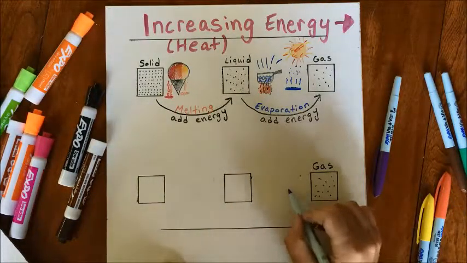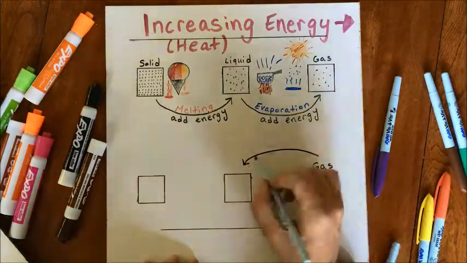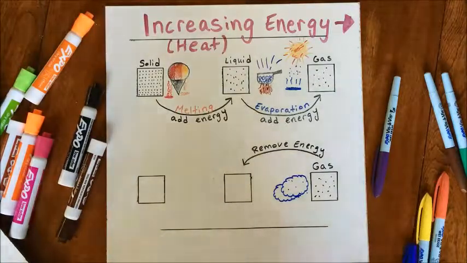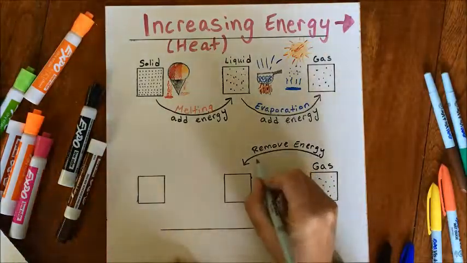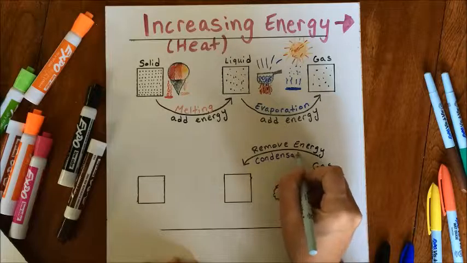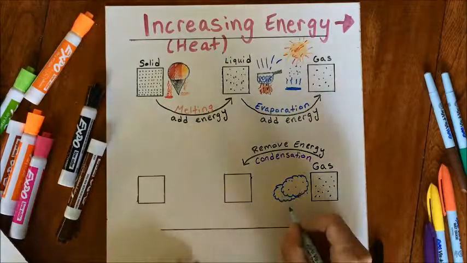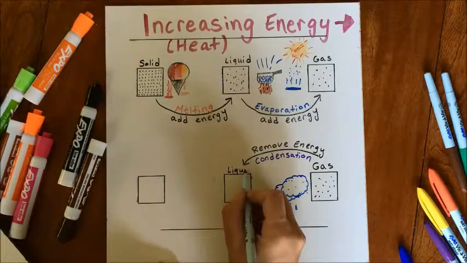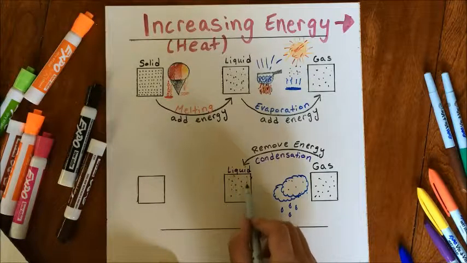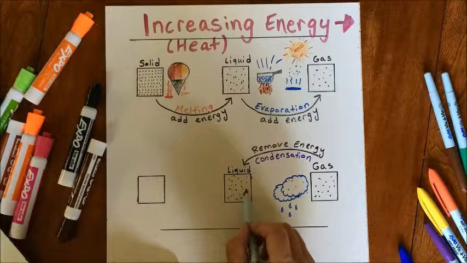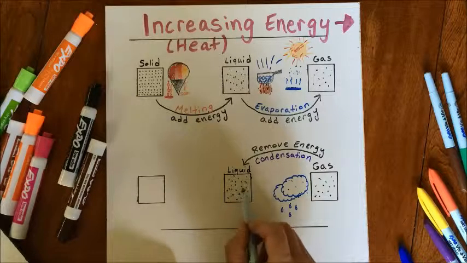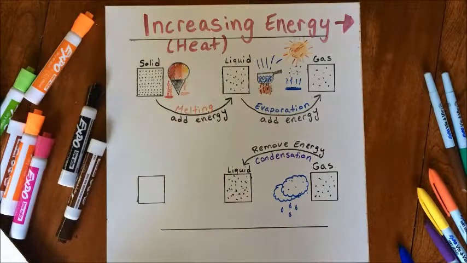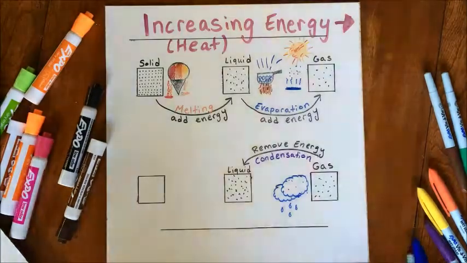If we go the other direction and we take a gas and we start to remove the energy, we take away the heat. For example, the particles of water vapor in the air, when we remove the energy, they start to condense into clouds. And then we have precipitation when we have rain. Another example might be when you take a can of soda out of the refrigerator and the moisture in the air condenses on the outside of the can and it forms a liquid barrier on the outside of the can. So we take a gas, remove the energy, and it condenses into a liquid.